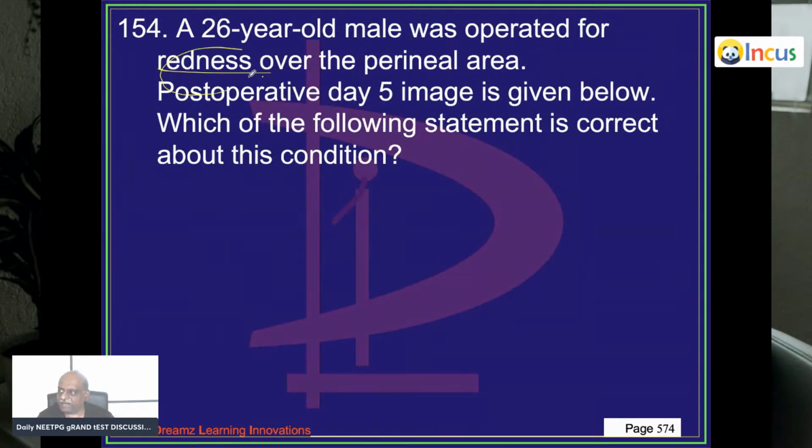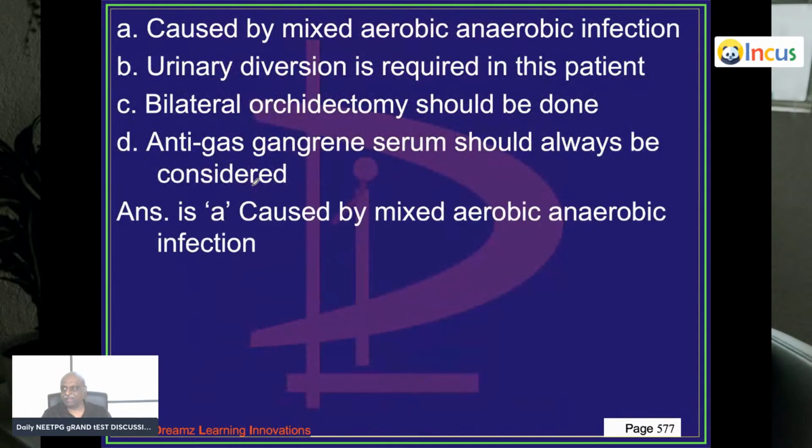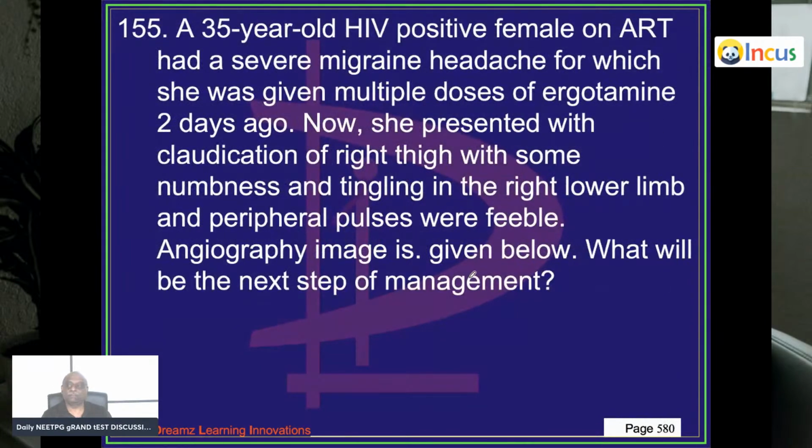26-year-old operated, with redness over the perineal area. Post-operative day 5 image was being shown to you. What is this, doctor? Fournier's gangrene. It is caused by mixed aerobic and anaerobic infection.